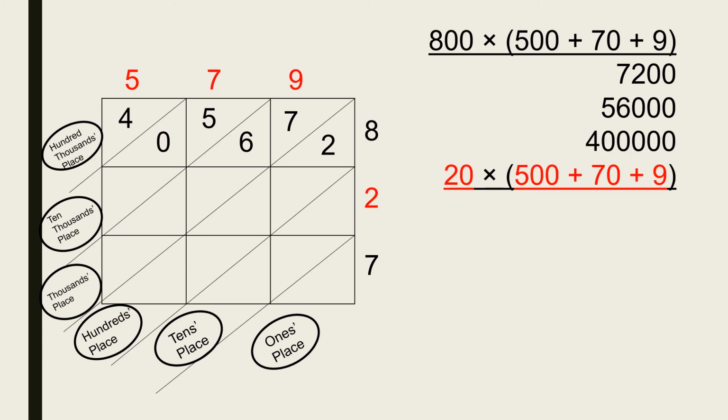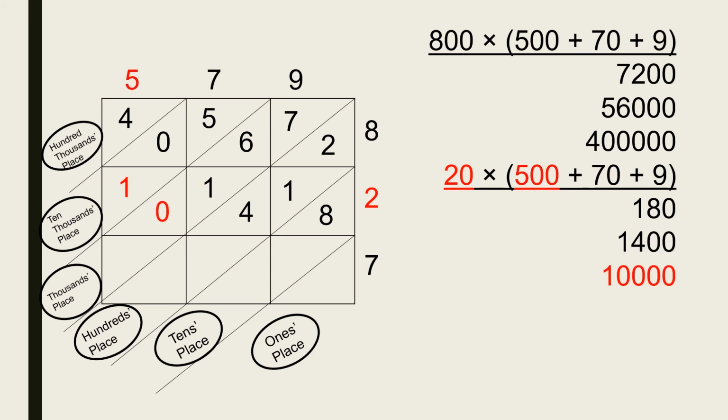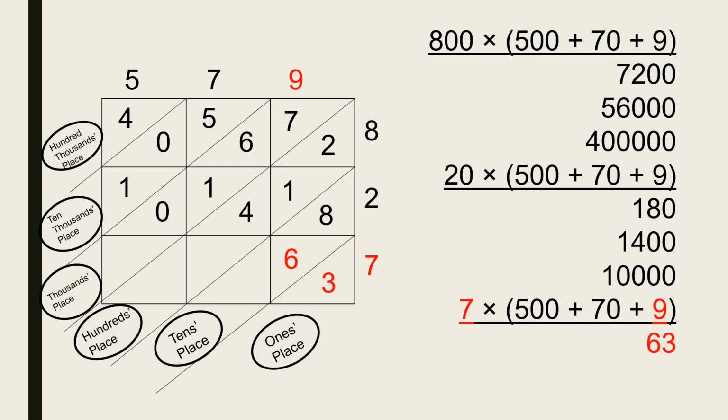Now for the second row, we're going to be distributing 20 to each of the addends in 579. So for 2 times 9 we get 18, or 180. For 2 times 7 we get 14, or 1400. And for 2 times 5 we get 10, or 10,000. Now finally for the third row, we're going to be distributing 7 to each of the addends in 579. So for 7 times 9 we get 63, which is just 63. And then 7 times 7, which is 49, or 490. And then for 7 times 5, we get 35, or 3500.